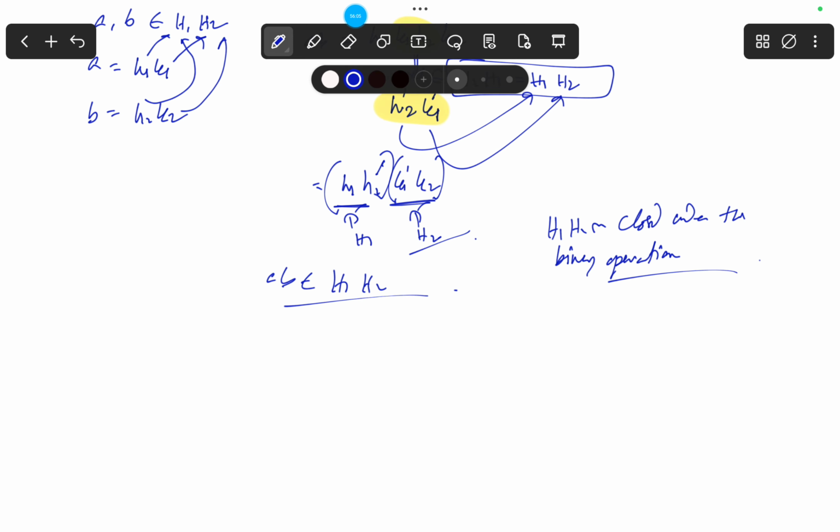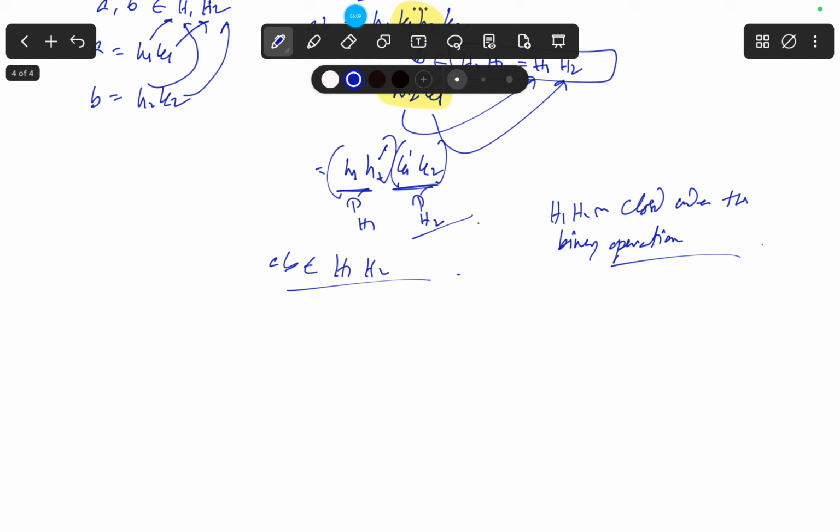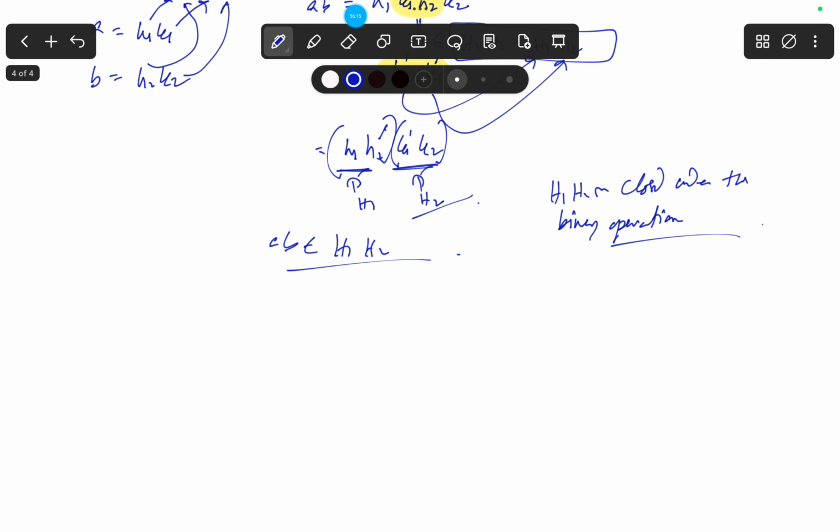Now, since it is closed under the binary operation, the first property is satisfied. Next, we need to check that it contains the identity element. Of course the identity element is there, because you may take EG belonging to H1 and EG belonging to H2. EG is the identity element of G. Then EG times EG is nothing but EG, which belongs to H1 times H2.